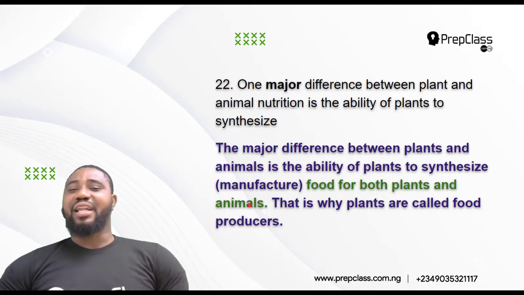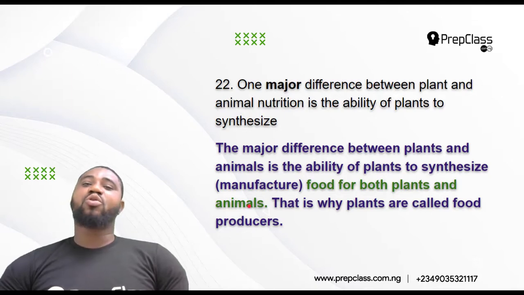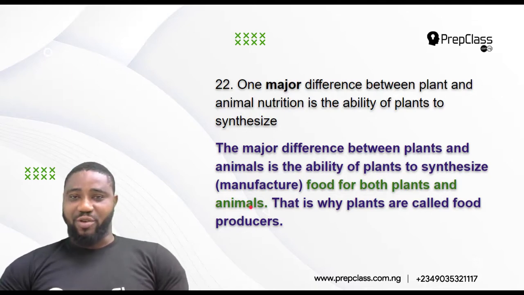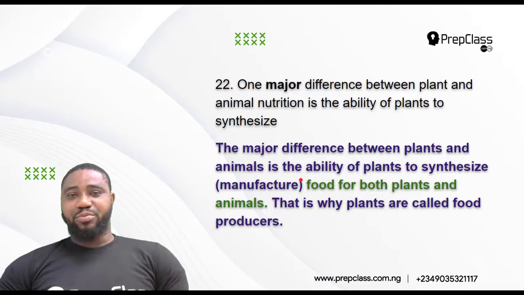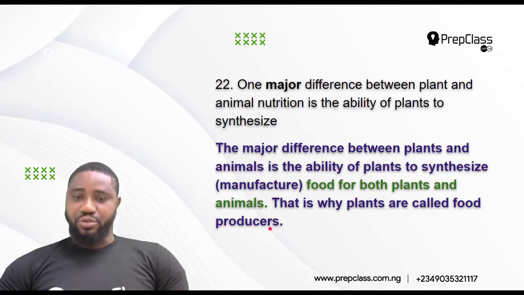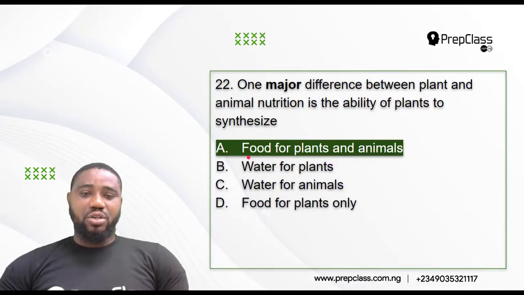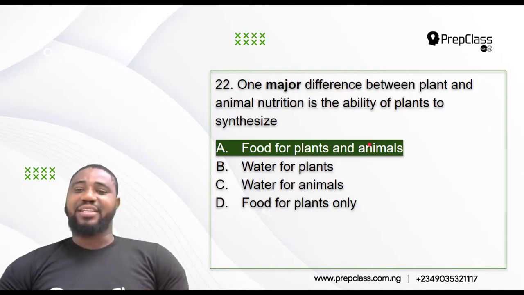So that simply means that lion indirectly depended on grass for food, because if there are no herbivores to feed on those grasses, to convert those grasses to flesh, what will the carnivores, which are the lions, feed on? So the food that is produced by plants is used for both the plants and the animals. So that is why plants are called food producers. So the difference is that plants manufacture food for both plants and animals. So the best option is A, manufacture food for both plants and animals.